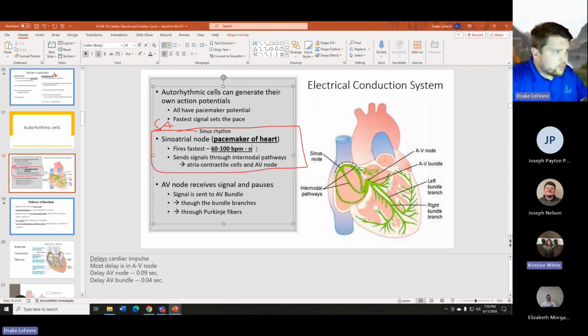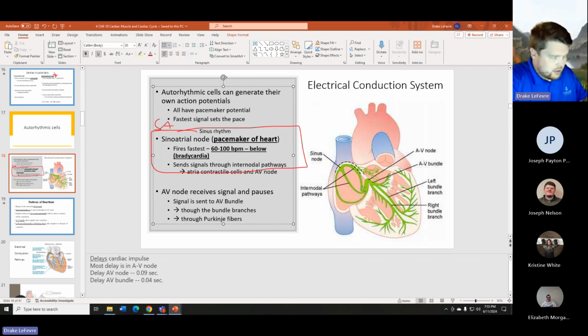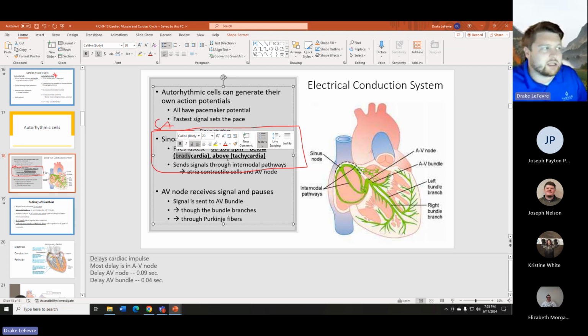If we go below, it's called bradycardia. If we go above, it's called tachycardia. Okay? Brady means slow. Just like in biochemistry, we want to learn the prefixes. Brady means slow. Tachy means fast. So cardia, referring to the heart.